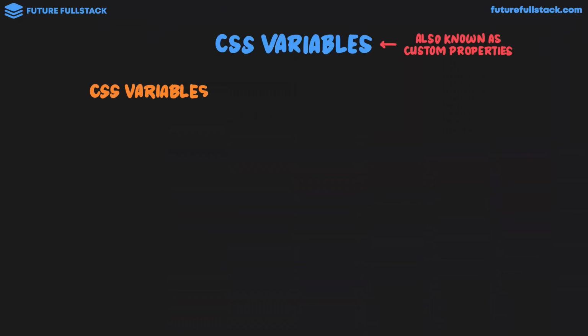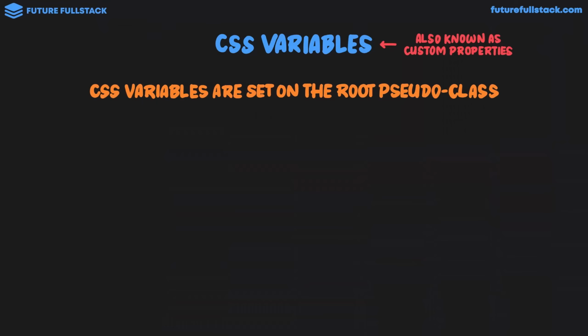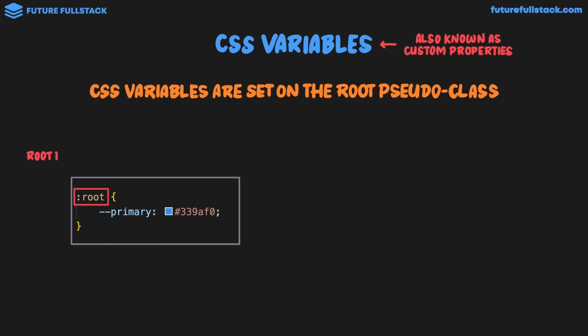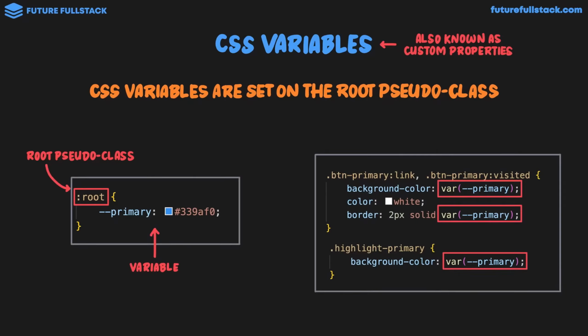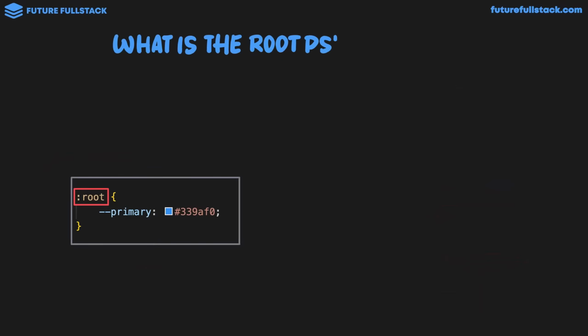So CSS variables are set on the root pseudo class. We just saw it looks like this, where in red, we have the root pseudo class. And then inside the root pseudo class, we define our variables. And as we've just seen, we then use our variables with the var function. So the variable can be used in multiple locations. So what is the root pseudo class?